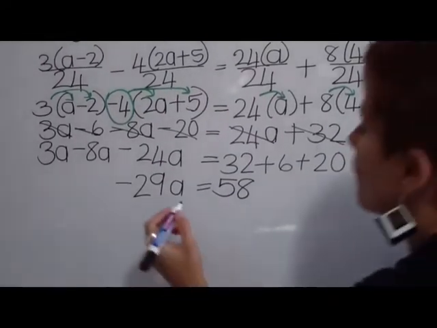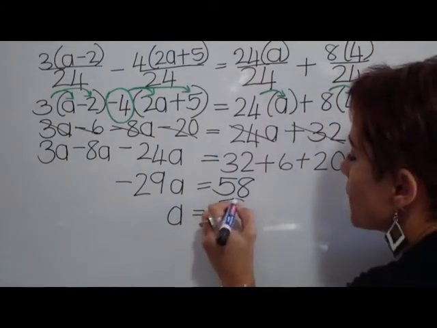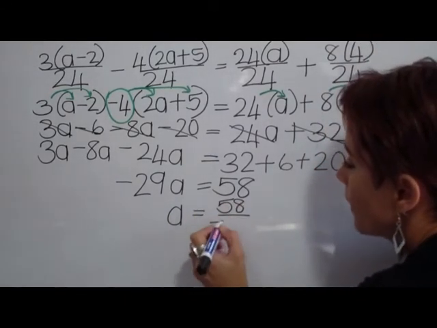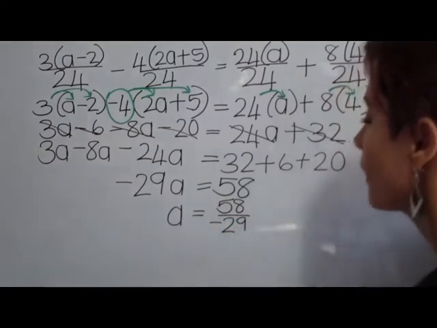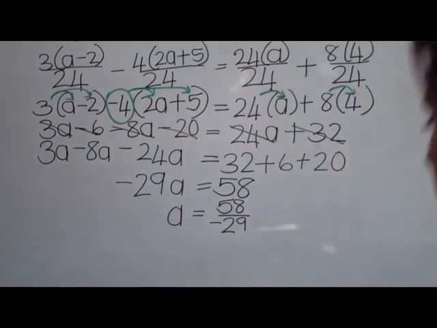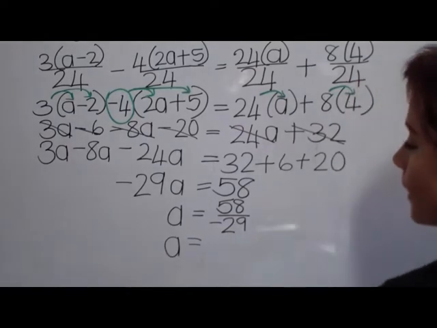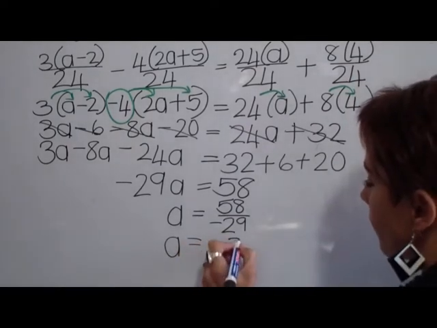Now what do we do? A is then equal to 58 divided by -29. And guess what? A is gelyk aan, it goes in twice, kan 2 keer ingaan, -2.